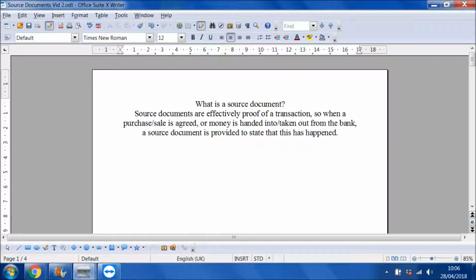So, what is a source document? Source documents are effectively proof of a transaction. So when a purchase or sale is agreed, or money is handed into or taken out of the bank account, the source document is provided to state that this has actually happened.